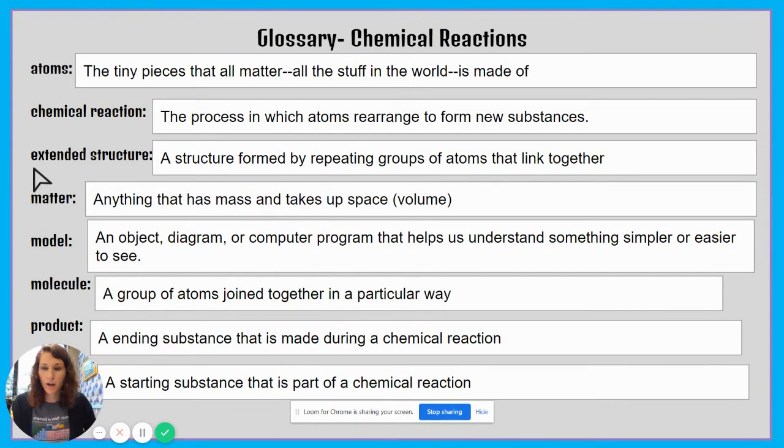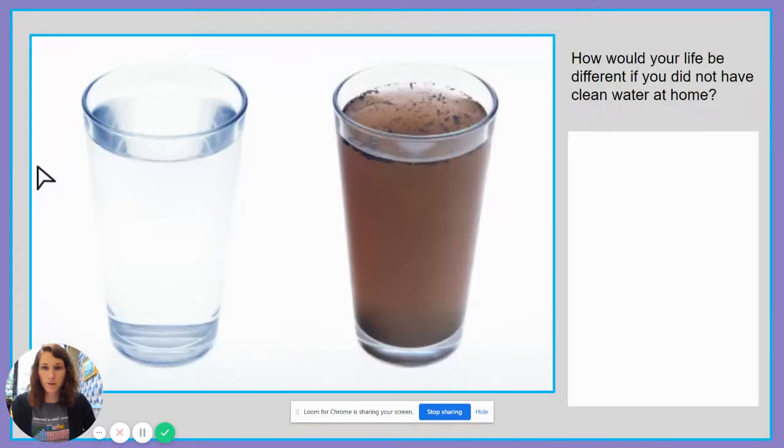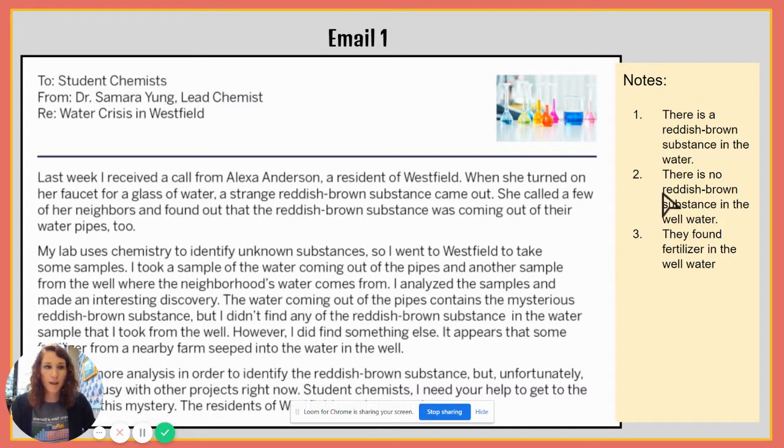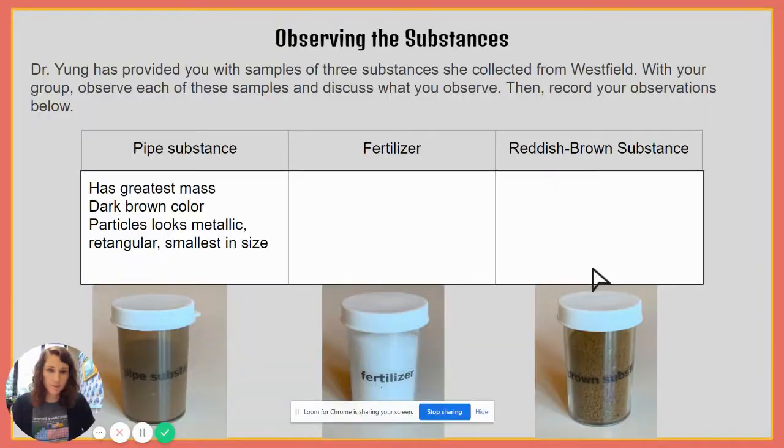All right, so just a reminder, the people of Westfield, their water is contaminated with rust. We now know it's rust, and we wrote a paragraph that it is rust that has formed, and that we know that all three properties of the substances are different because they're made of different groups of repeating atoms. So we need to remember key concept 3 today, all right? That's an important thing to recognize, all right? And that the water in the well has fertilizer, but the water that's coming out of the faucets is rust.